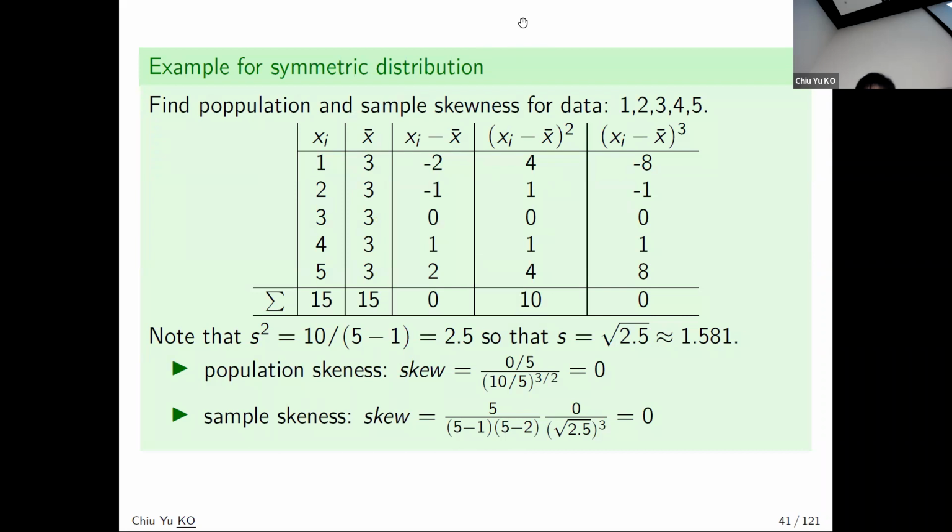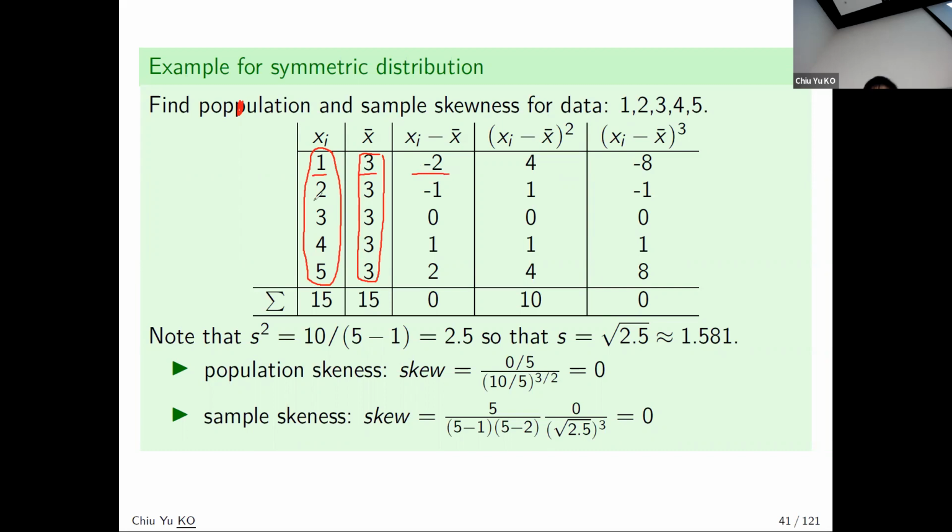Sorry for the typo again. This is population, with the data 1, 2, 3, 4, 5. I'm going to show you how you do the calculation by yourself. Of course, an Excel spreadsheet will give you the same answer directly. You have data 1, 2, 3, 4, 5. You calculate the mean, and you subtract the mean from each observation.